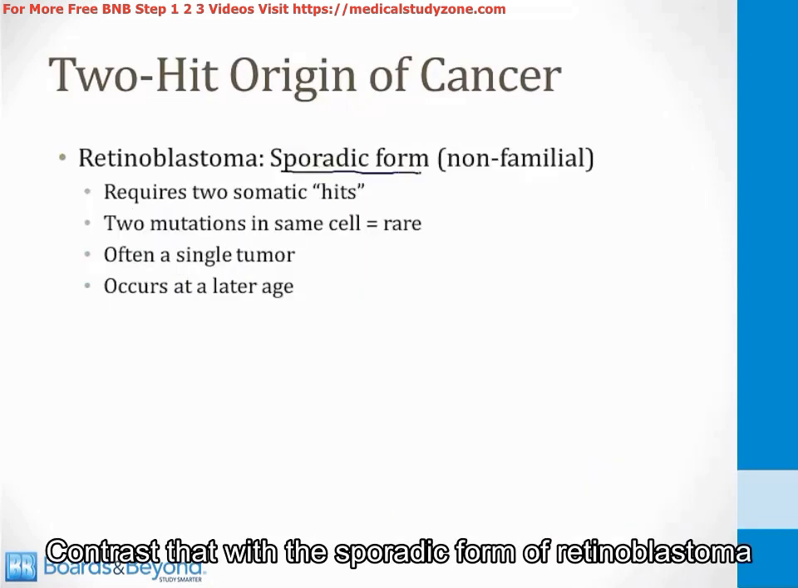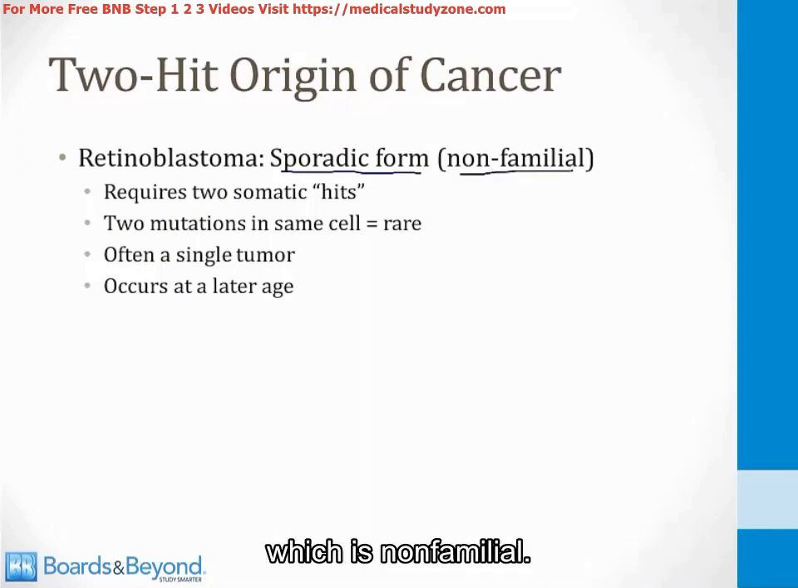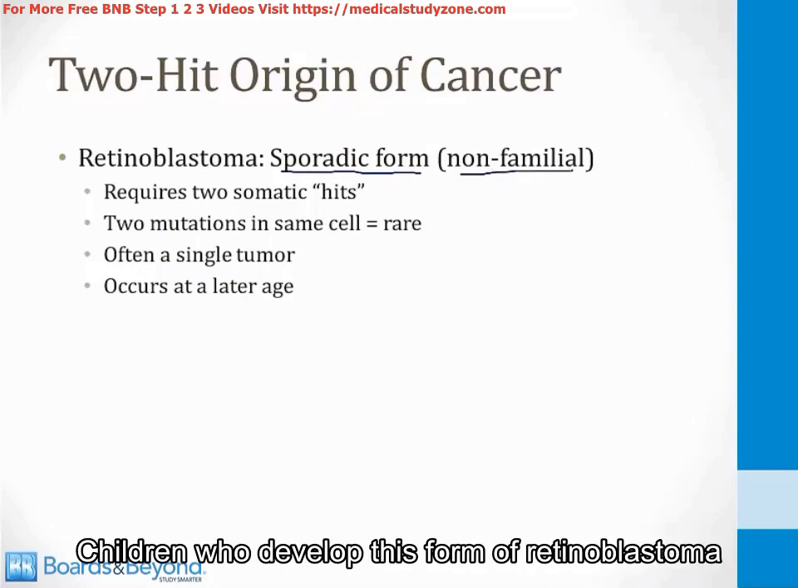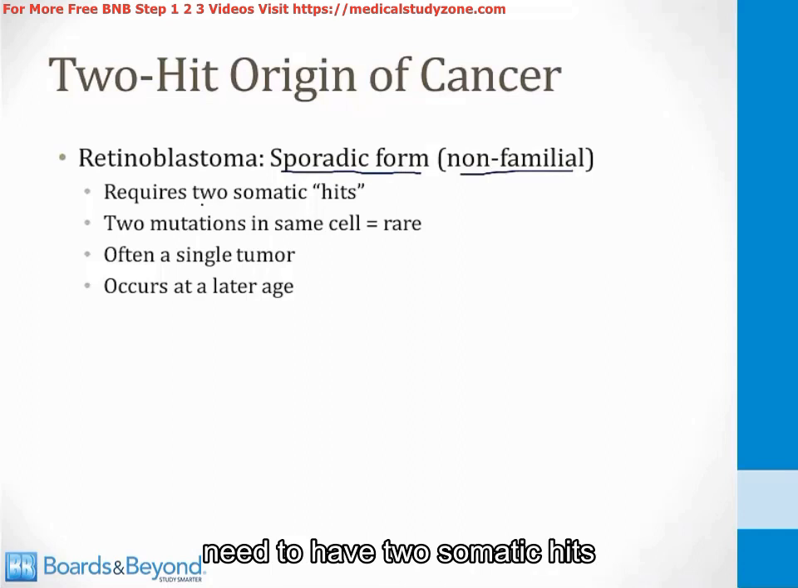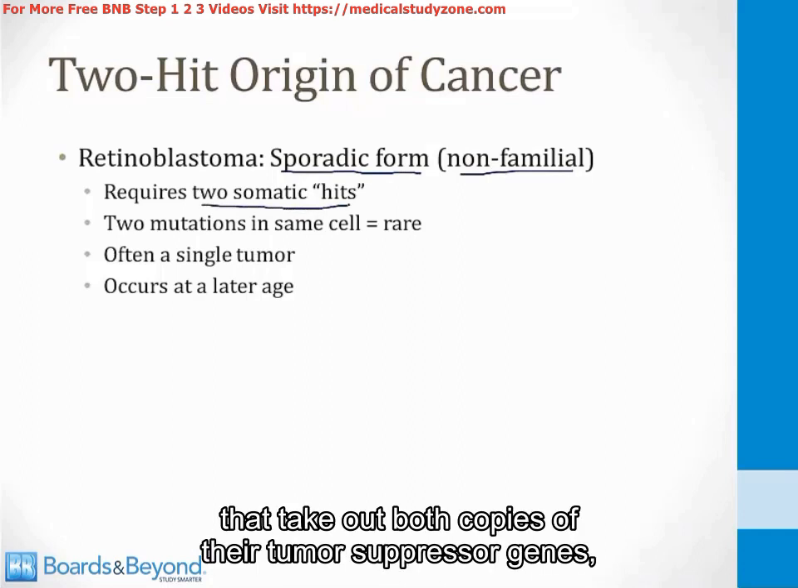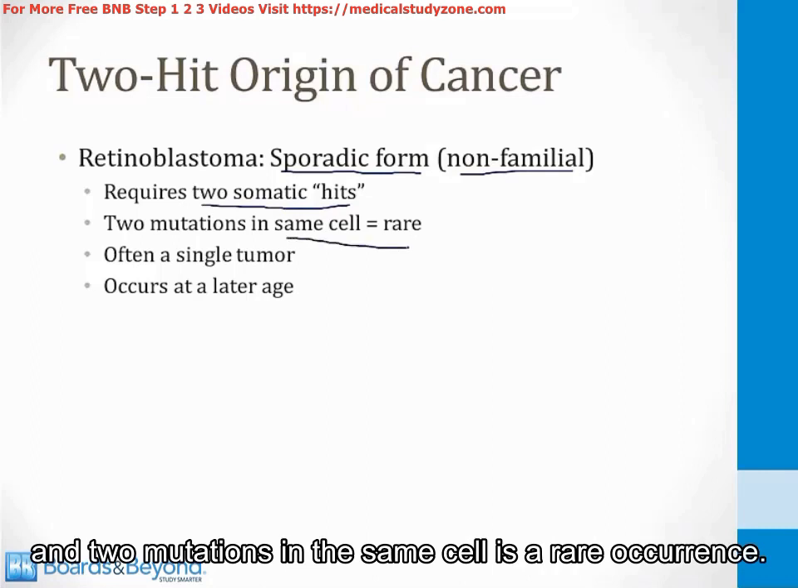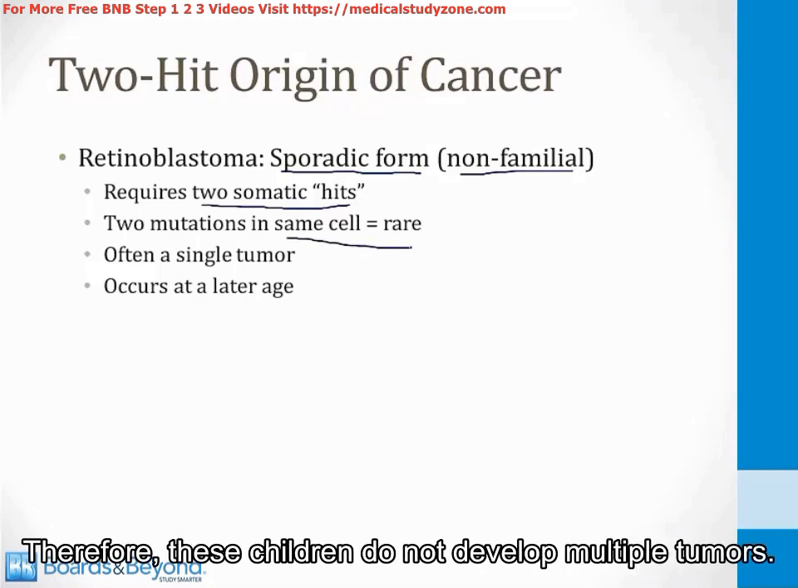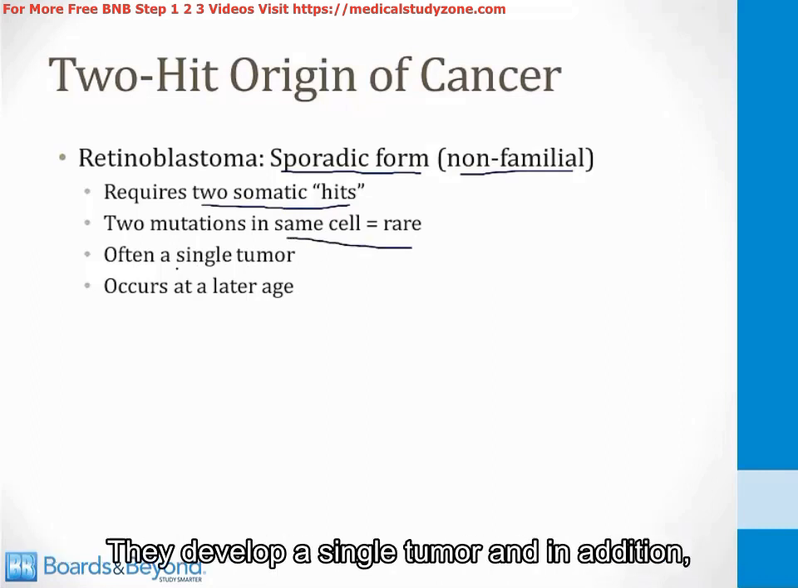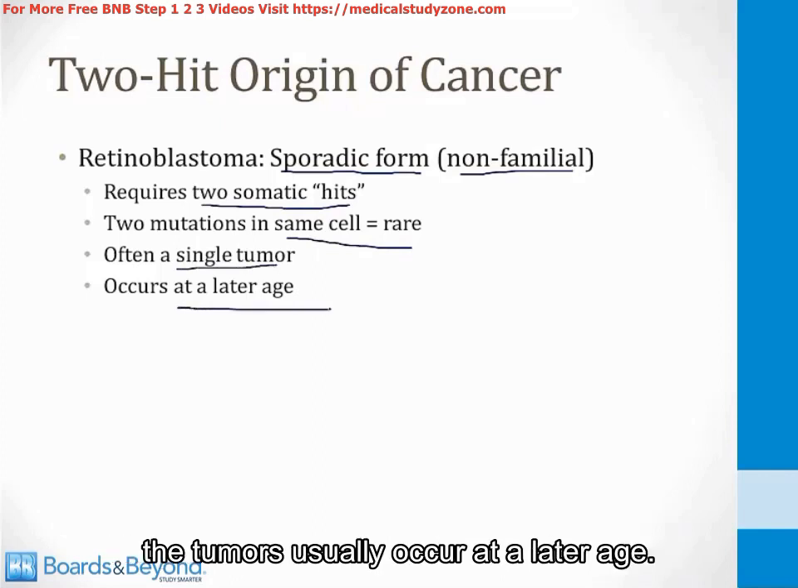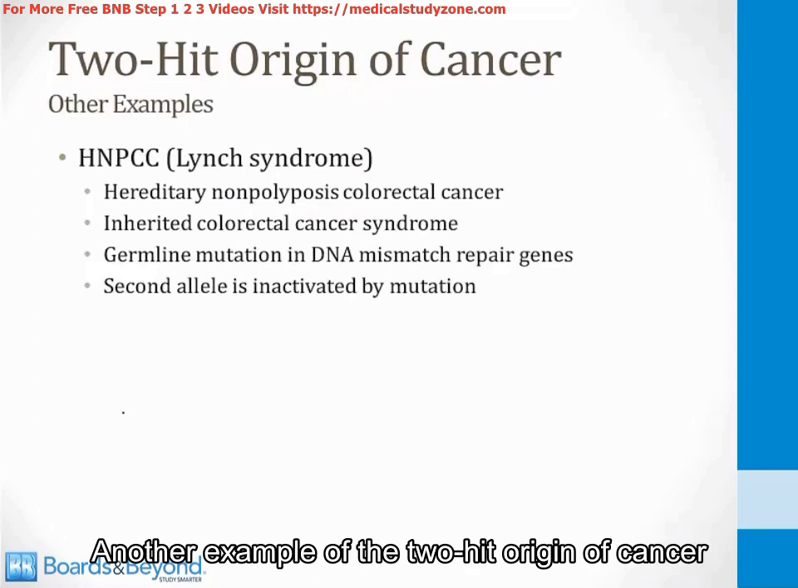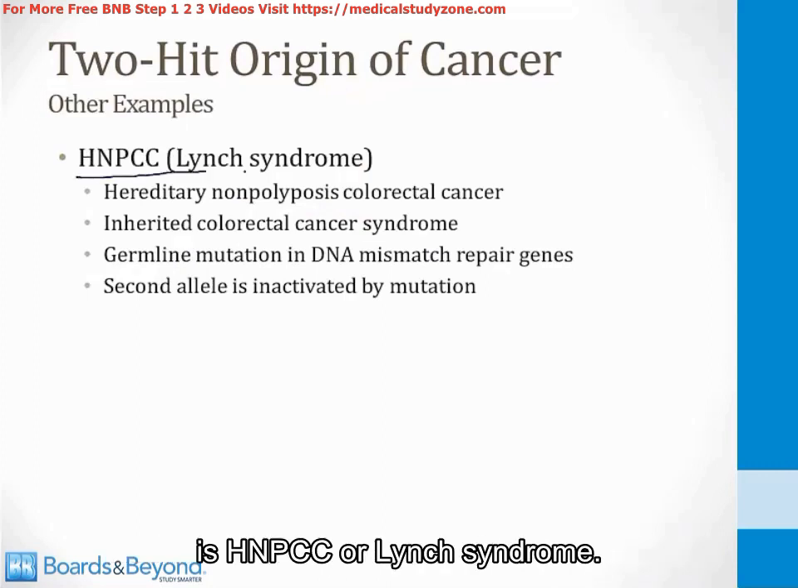Contrast that with the sporadic form of retinoblastoma, which is non-familial. Children who develop this form of retinoblastoma need to have two somatic hits that take out both copies of their tumor suppressor genes, and two mutations in the same cell is a rare occurrence. Therefore, these children do not develop multiple tumors, they develop a single tumor, and in addition, the tumors usually occur at a later age.